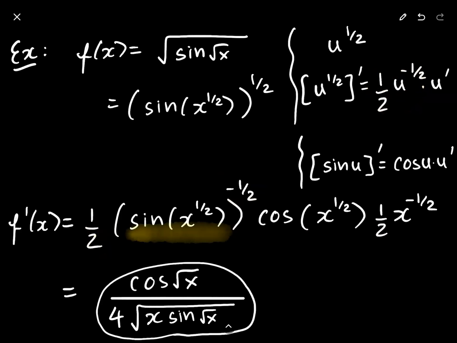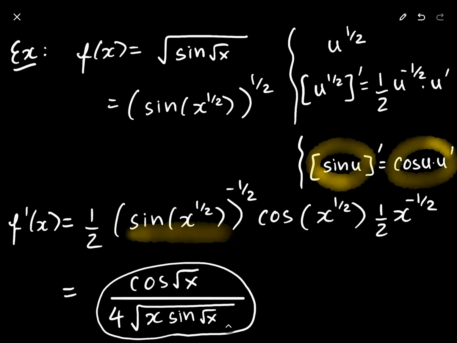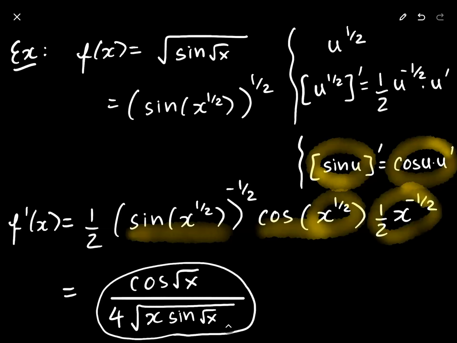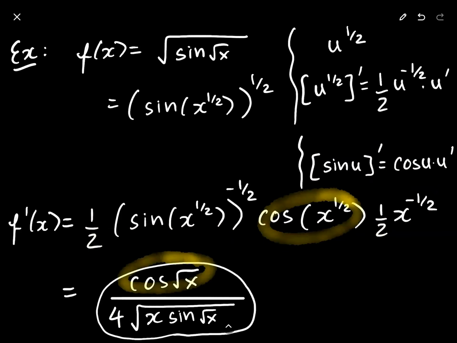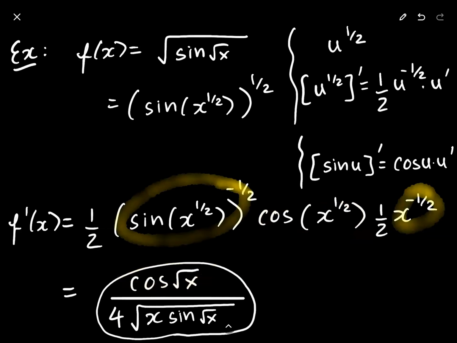Now we can take the derivative of the u, which is itself a composition. It's sine u, and the derivative is cosine u times u prime. So we'll multiply by cosine of x to the half times the derivative of x to the half, which is 1/2 x to the minus half. And 1/2 times 1/2 will be 1/4. Cosine x to the half will stay in the top as cosine of root x. And both x and sine root x are to power minus 1/2, so they will be square rooted in the denominator.